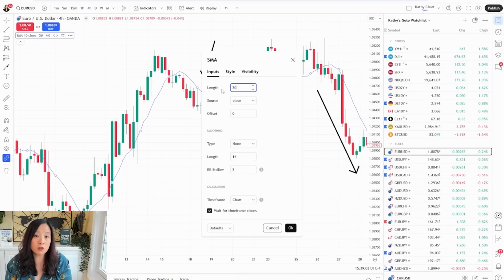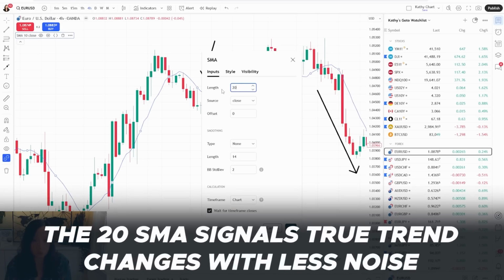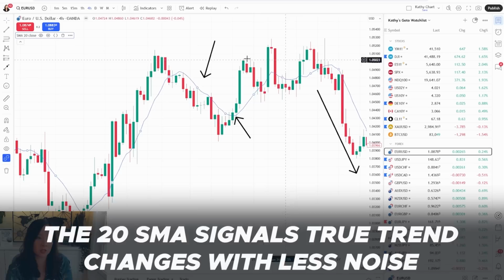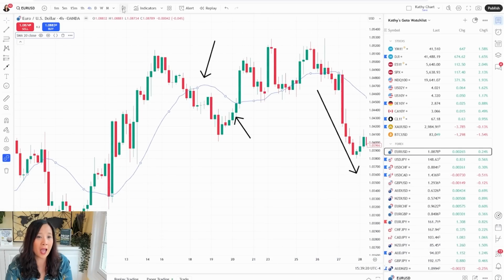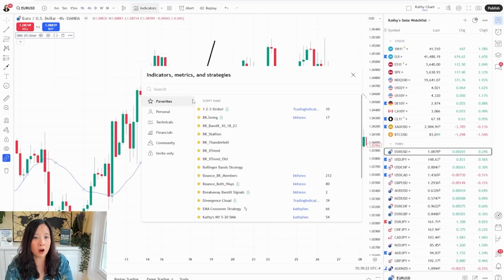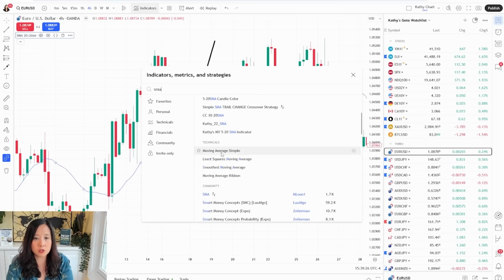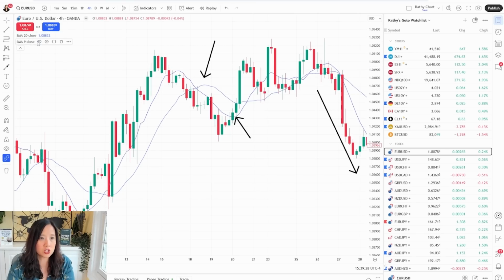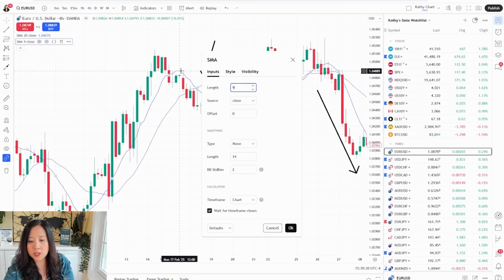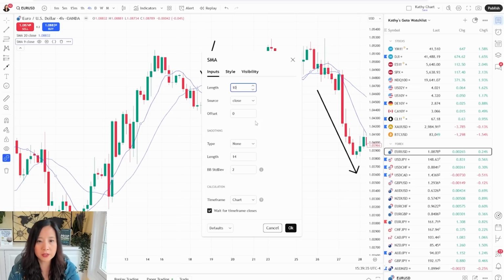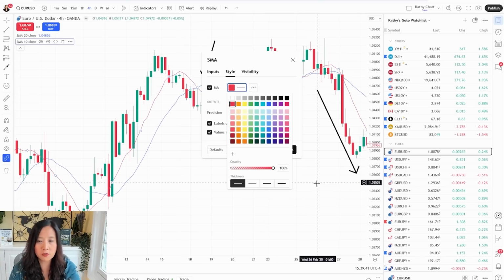While the 5 SMA is a great measure of short-term momentum, and the 10 SMA is a really great indicator to use to trail your stops, the 20 SMA is actually one of my favorites for true trend changes, because the 10 SMA could be a little bit more volatile. I'll show you what I'm talking about by adding the 20 SMA, and I'm going to put back on the 10 SMA to show you the difference between these two. I'm going to change this to a different color. Let's make this red so it's easier for everyone to see.